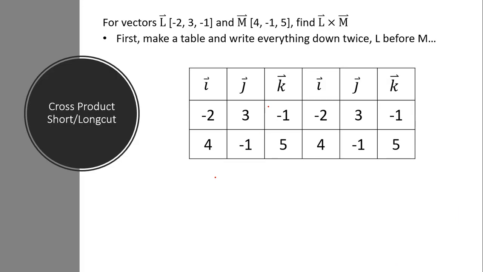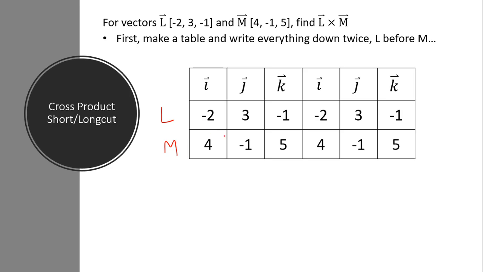So first thing is you're going to take your two vectors. I've got L and M here. I'm going to write down ijk twice, and then I'm going to write down the xyz twice. So this is L here, M. So write your first one first and your second one second, because these are slightly different.